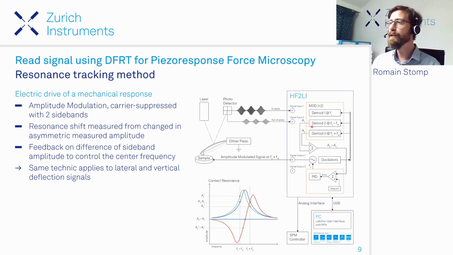And you can demodulate on the HF2 or on the UHF because you have several demodulators, both for in-plane and out of plane. Out of these two sideband amplitudes, you basically subtract them and then feed them into a PID. This PID will act on the center frequency, which can be the cantilever frequency or the carrier frequency, as you want to call it. And that will basically center everything to make the sidebands move around the resonance.